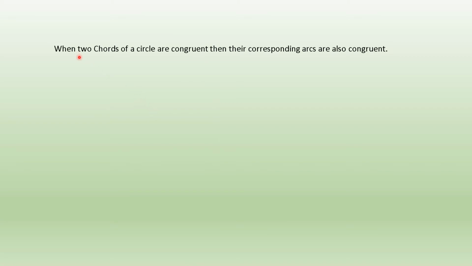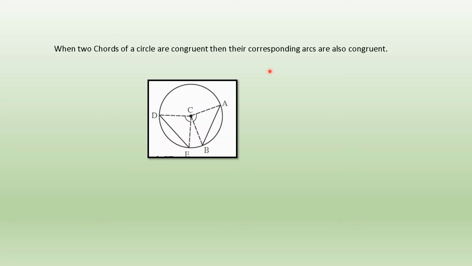The next property is: when two chords of a circle are congruent, then their corresponding arcs are also congruent. This property is the complete opposite of the property that we studied before. If you observe this figure, chord DE is congruent to chord AB. Now these two chords are congruent to each other. The arc corresponding to chord DE is arc DE, and for chord AB, the arc corresponding to it is arc AB.